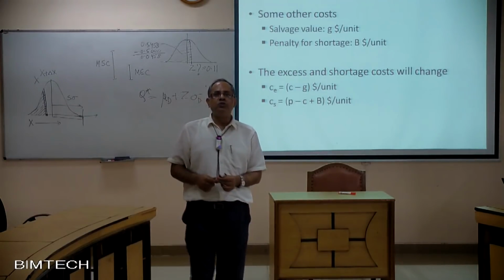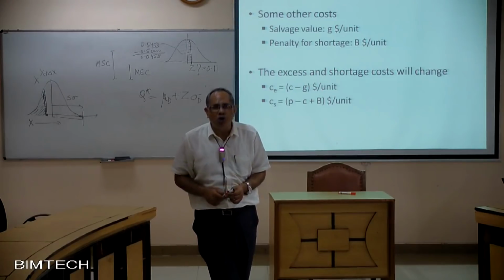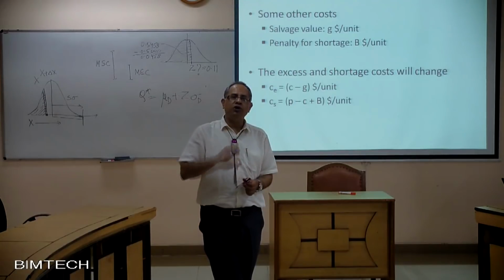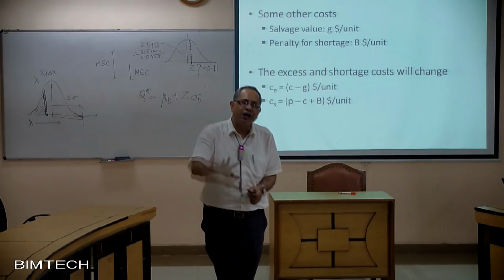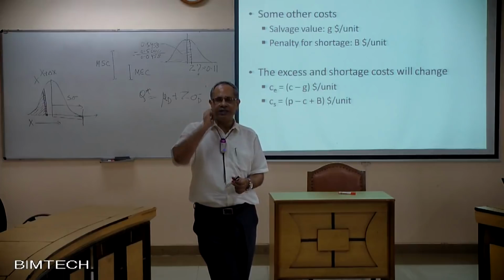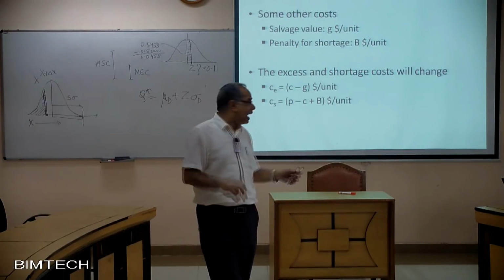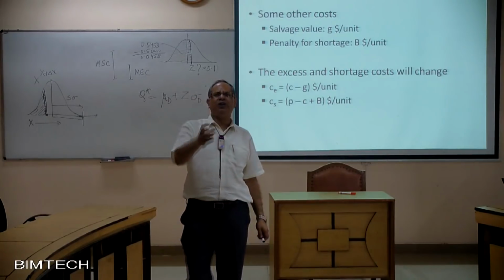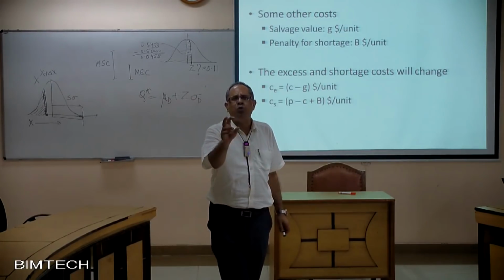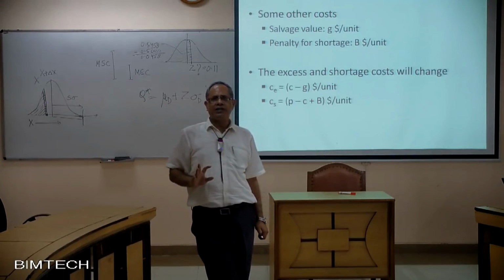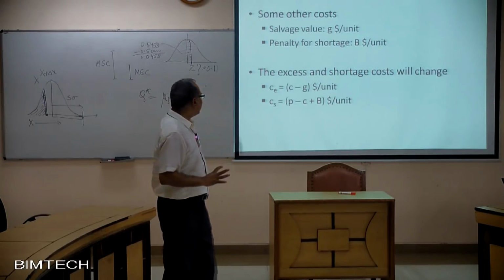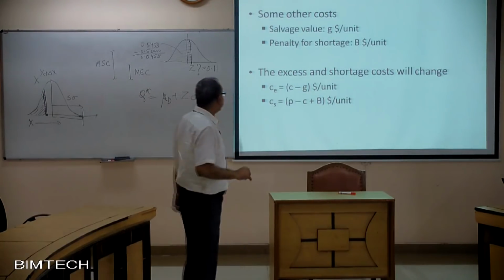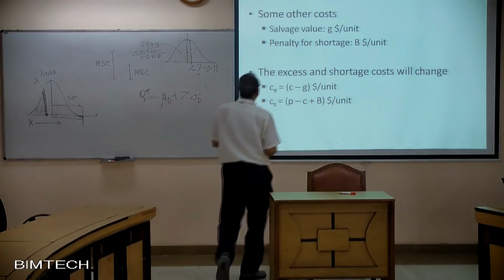Earlier, we were disposing of this inventory at zero cost or zero return. Now suppose we are able to sell off this excess inventory, not at the original price P, but for some very small price, which is called the salvage value. This we are taking as G dollar per unit. So that is one input that we consider additionally.